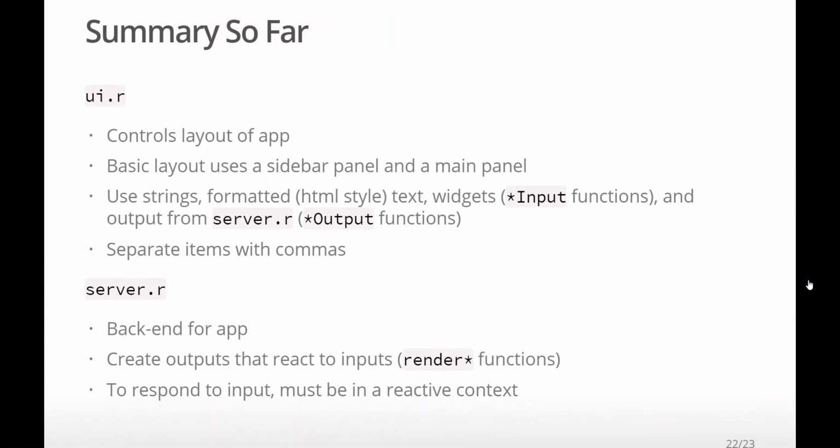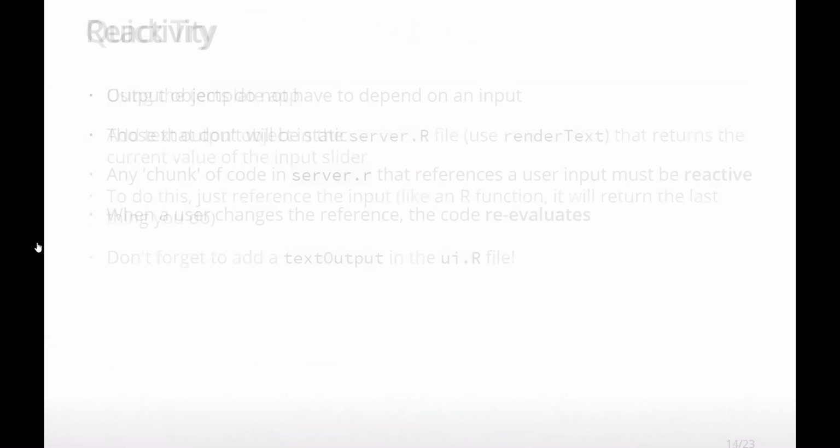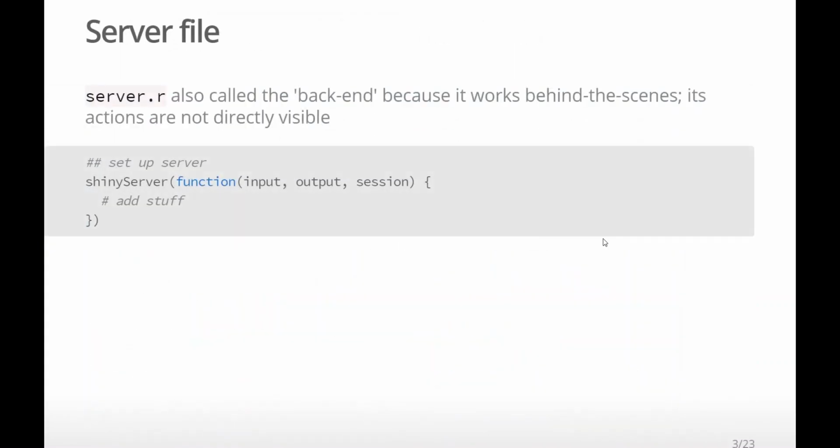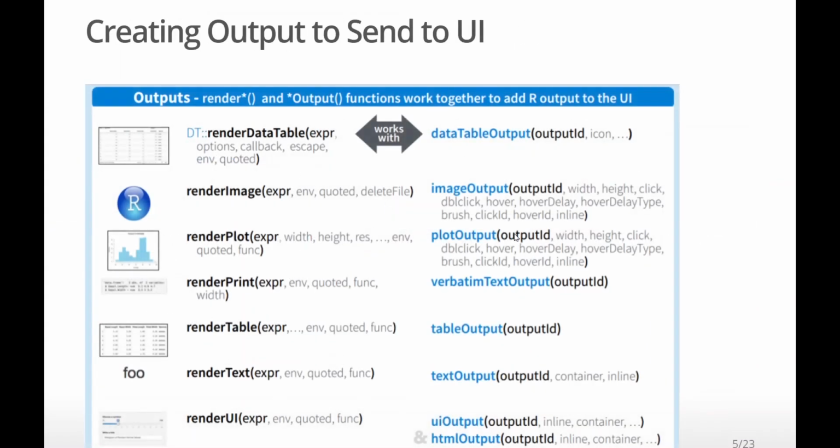All right, so we're really getting there now. We have a good idea how to set up our UI, and then now we have hopefully a reasonable idea about how the UI and server talk back and forth, and how to create the things that you want to create there. It's really important to make sure that you keep this page around that gives you the different render and output functions, just to make sure that you can know what kinds of things you can create.